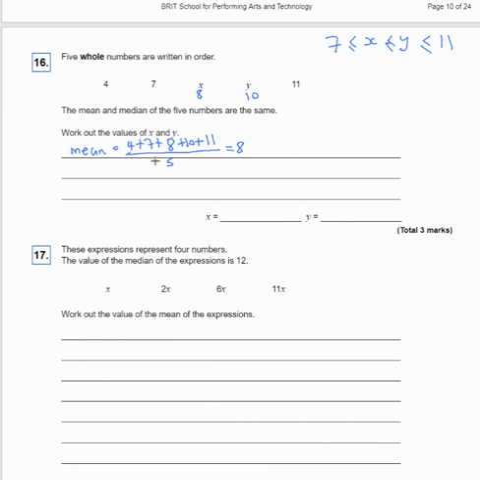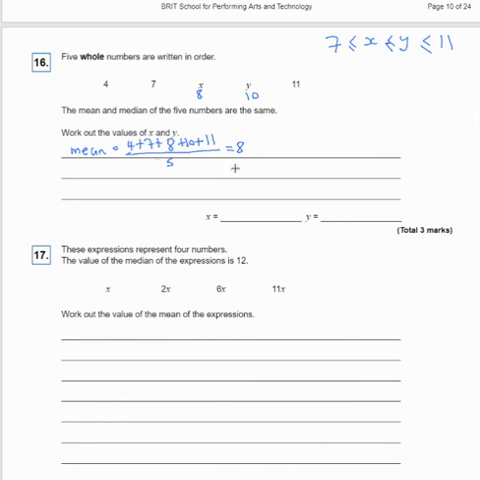Let me just double check that. 4 plus 7 plus 8 plus 10 plus 11. Oh, when you put the wrong thing in the calculator. 4 plus 7 plus 8 plus 10 plus 11. Yep, 40 divided by 5 is 8.